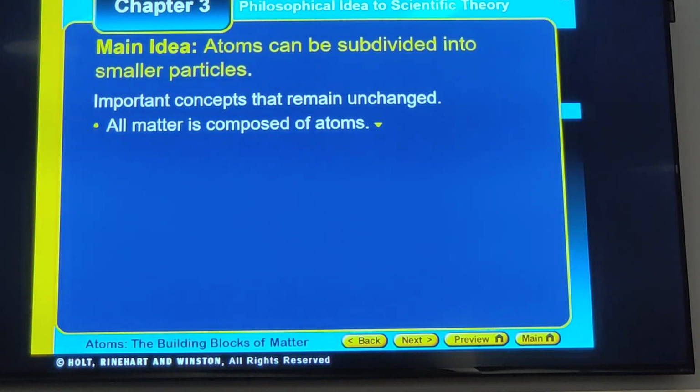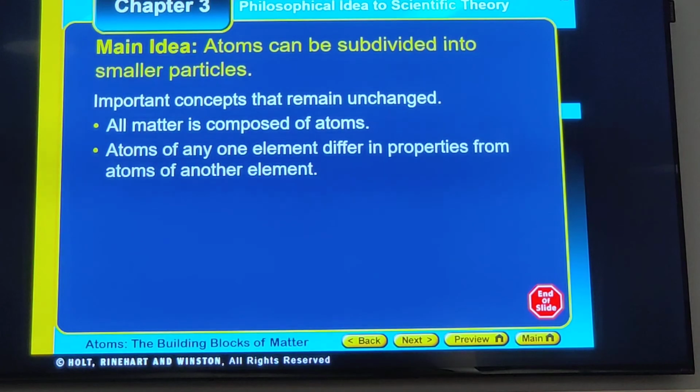But what of Dalton's theories have not changed? All matter is still composed of atoms. He believed that back then, and we still believe that. All matter is made out of atoms. Atoms of any element differ in properties from atoms of other elements. We still agree. In fact, we have them grouped in columns because they have similar properties. So we still agree with him on that concept.